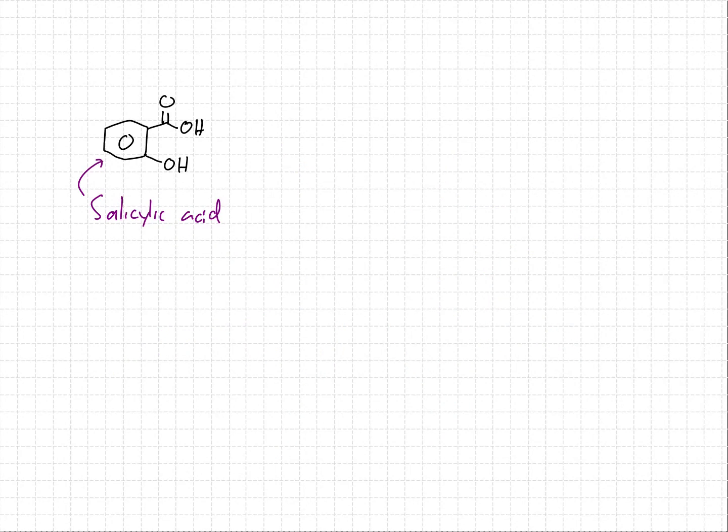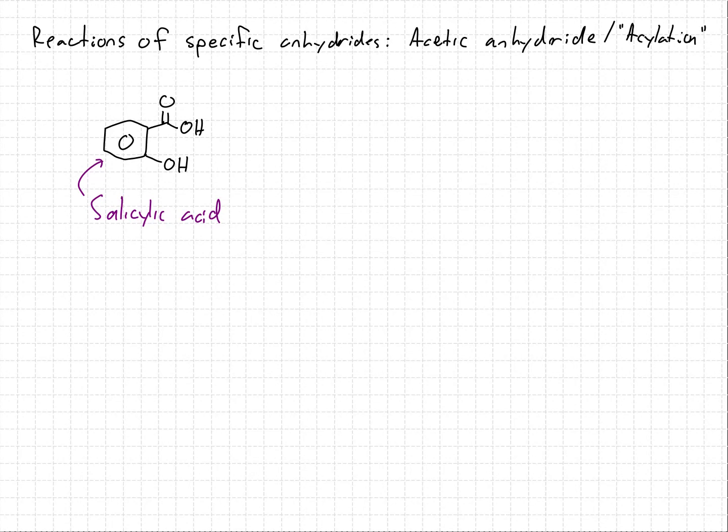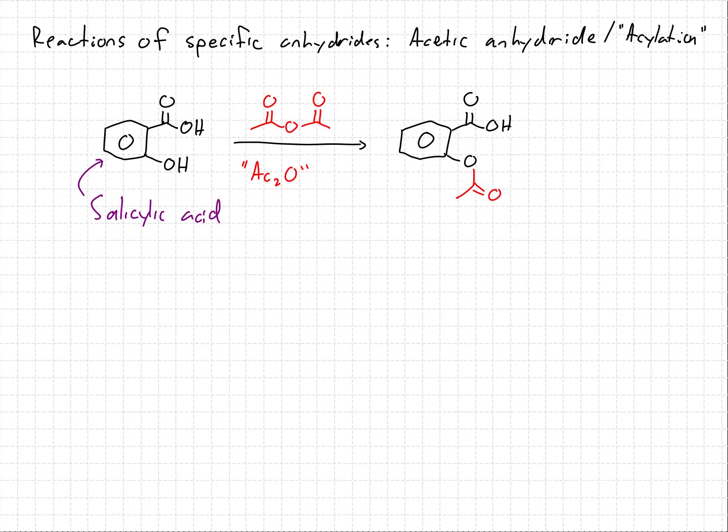Let's say I took this compound here, which is salicylic acid, and I treated it with acetic anhydride. Ac2O is a common abbreviation for acetic anhydride, and reactions of acetic anhydride to add another group are known as acylations specifically. If I did this reaction, I would get this compound, which I could then call acetylsalicylic acid. Notice that the acetyl group here is also referred to in the new name of the compound.